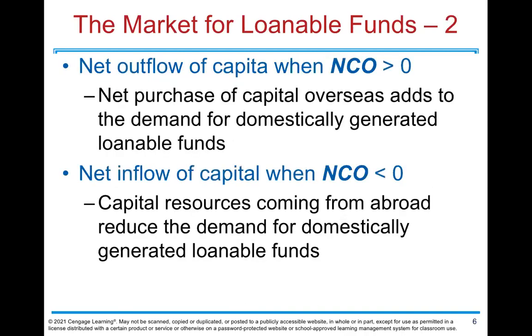So we know that when NCO is greater than zero, that means that we're buying capital overseas. That means that we're sending dollars to Germany and buying some of their German assets. And vice versa, when NCO is less than zero, that means that we're selling off American assets, and the rest of the world is buying American assets.